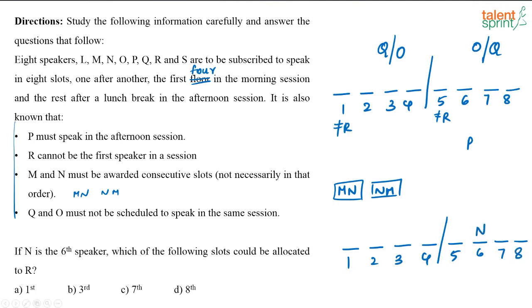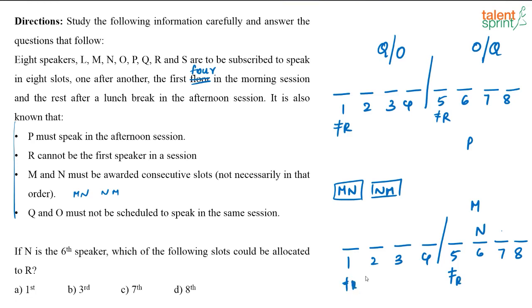So where should M be? M will be in the afternoon session, right? M will either be in 5 or in 7 because I know either it has to be MN. The sequence has to be MN or NM. So obviously M is one of the persons in the afternoon session. Then we need to know what is the slot that is allocated to R. See, R cannot be in the 5th place. R cannot be here also, that you already know.